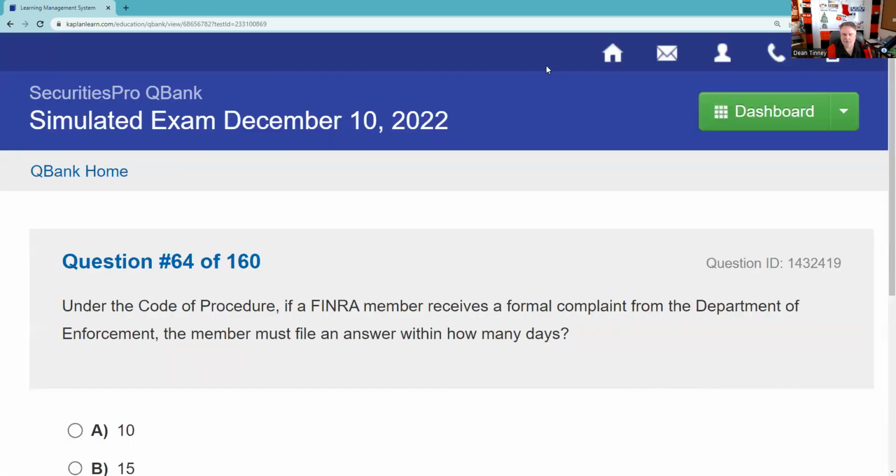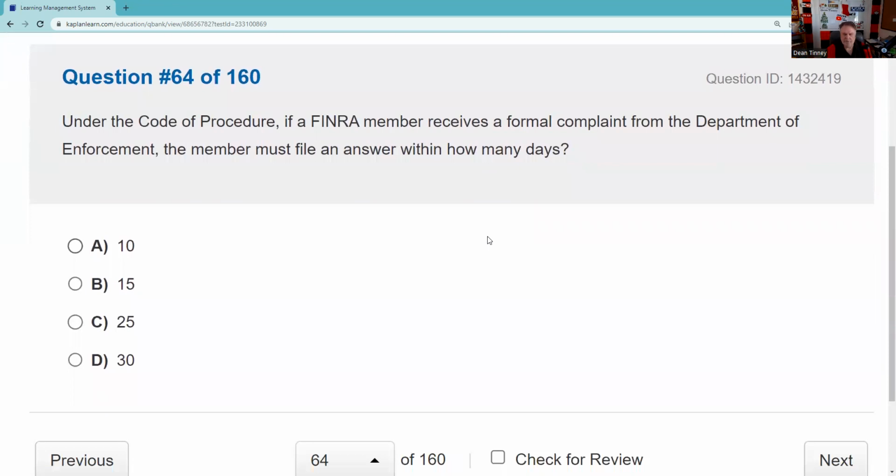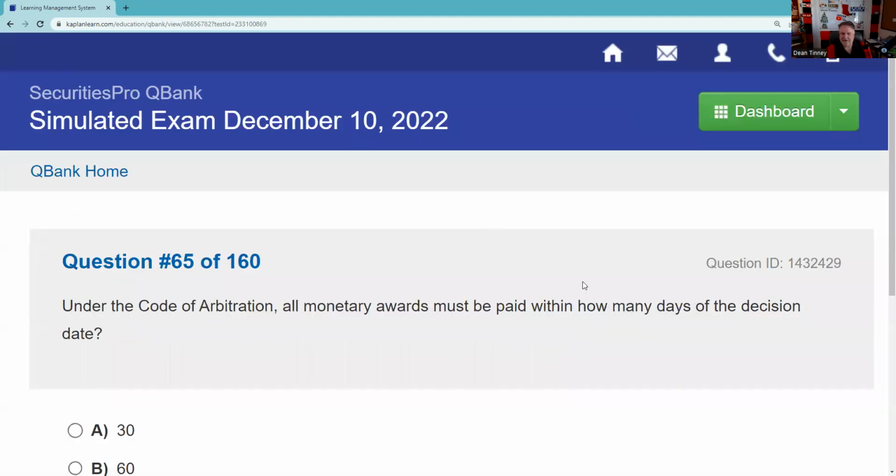Question 64. Under the Code of Procedure, if a FINRA member firm receives a formal complaint from the Department of Enforcement, this is testable. The member must file an answer within how many days? That is 25 days.